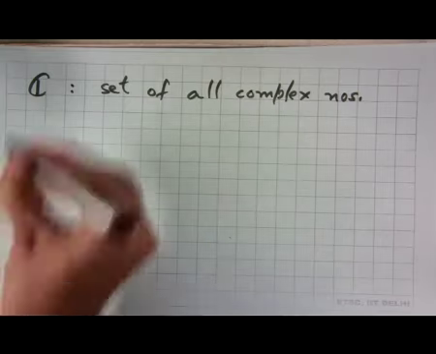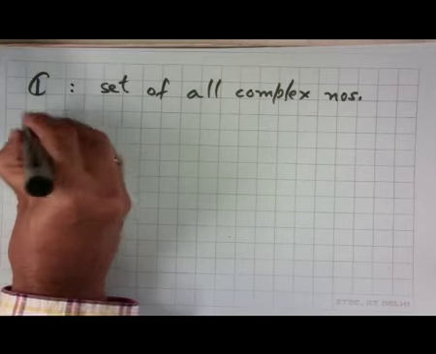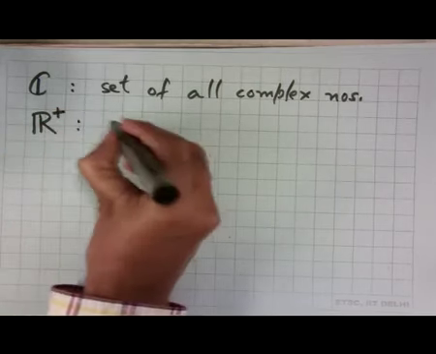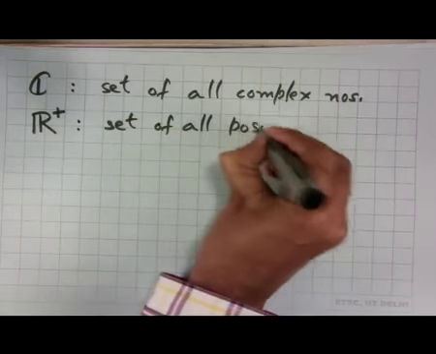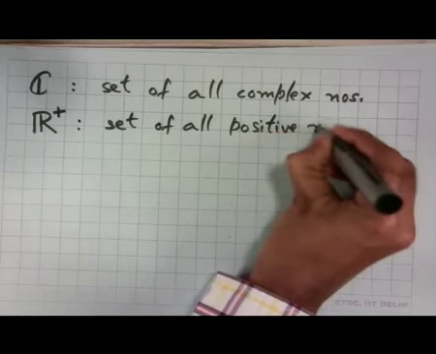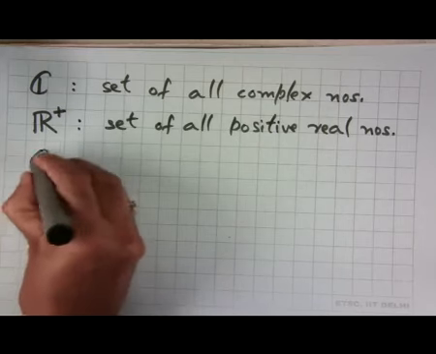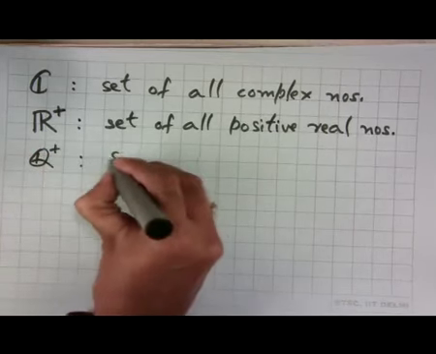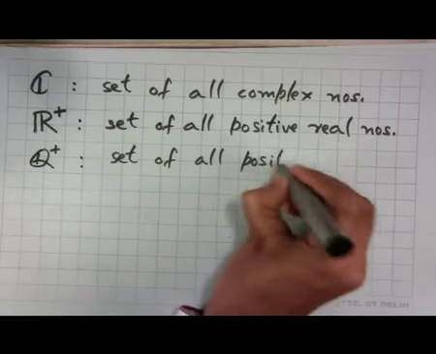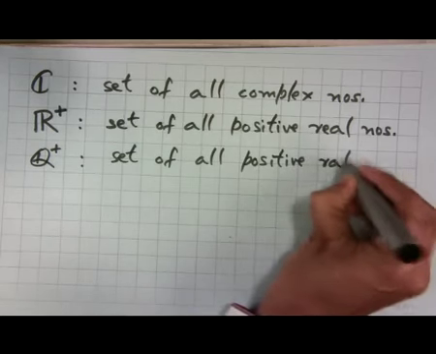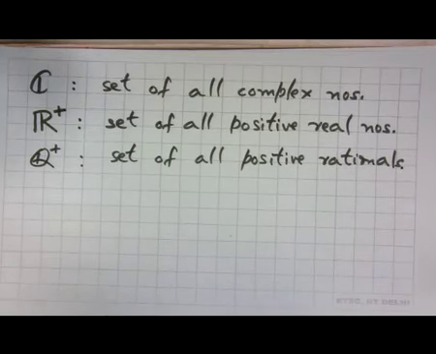And then we can use, if I write R plus, this means the set of all positive real numbers. Similarly, Q plus will mean the set of all positive rationals. So, next thing we will explain what is meant by the empty set.